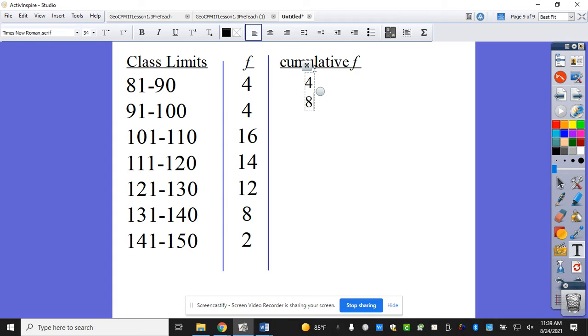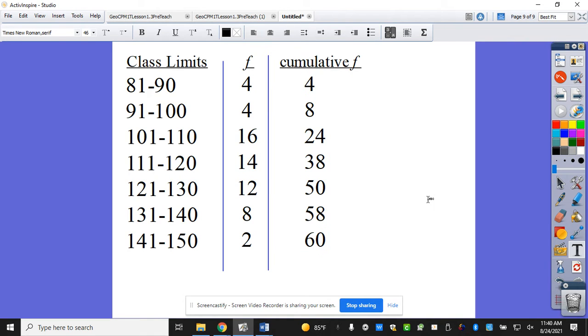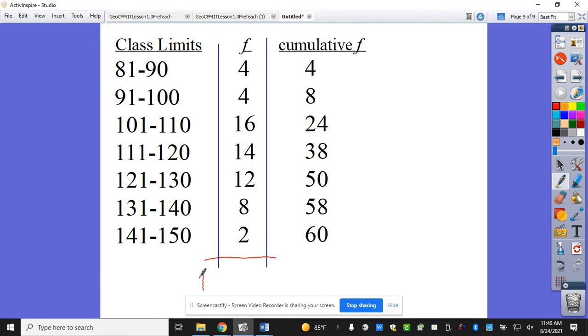4, then. Why did this change? And then what? Now, let's see if I can get this. 8, 24. What? And so I should use that to make sure that I did it correctly too, because it told me in the problem that there was 60. So that last number of your cumulative frequency is always going to be your total. But technically before I did that, I probably should have added these up and gotten that, which is doing the same thing.